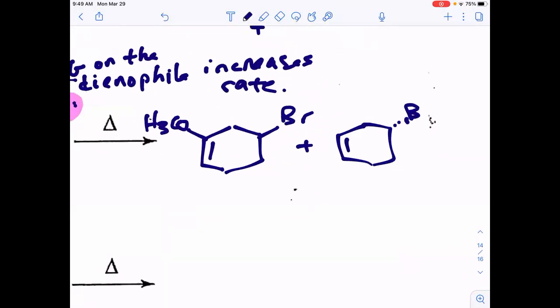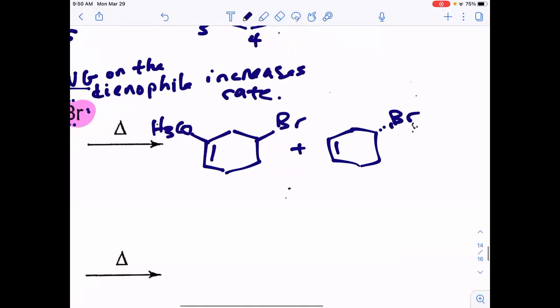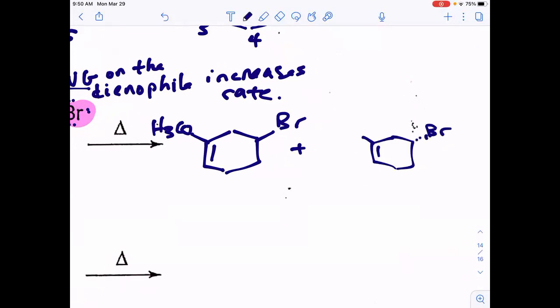Let me move this over. You can see now, hopefully, how there's so much connectivity between the topics. That's why you can't just cram for the test and then forget the information, because you always see stuff again. So the same here, you're going to get two products. What do you think the ratio is going to be?